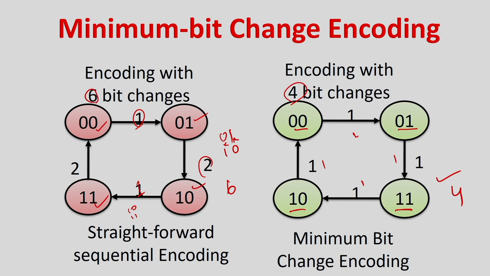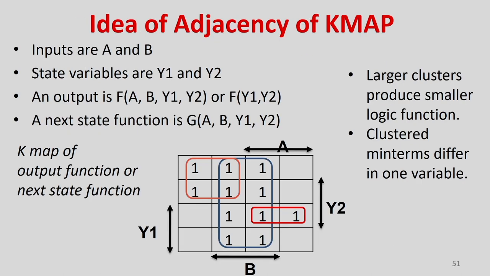If we do minimum change encoding, chances are it may result in lesser complexity in the next state logic. The idea of adjacency is the same thing we get from the K map. This example we have taken from a standard book. Suppose inputs are A and B, state variables are y1 and y2, and an output f(A, B, y1, y2), and the next state functions are g(A, B, y1, y2).